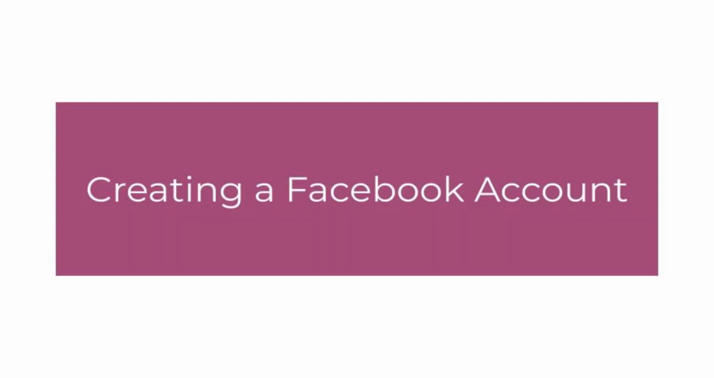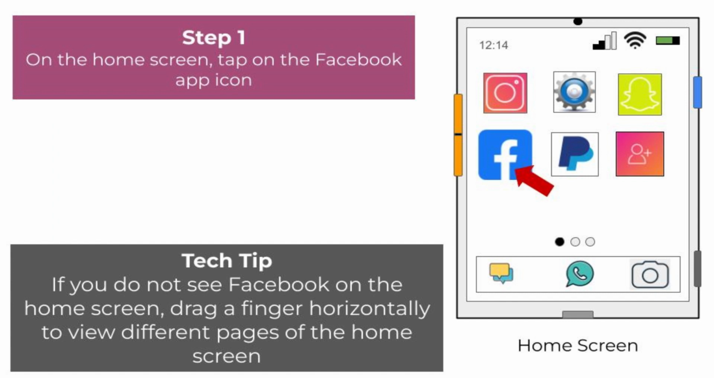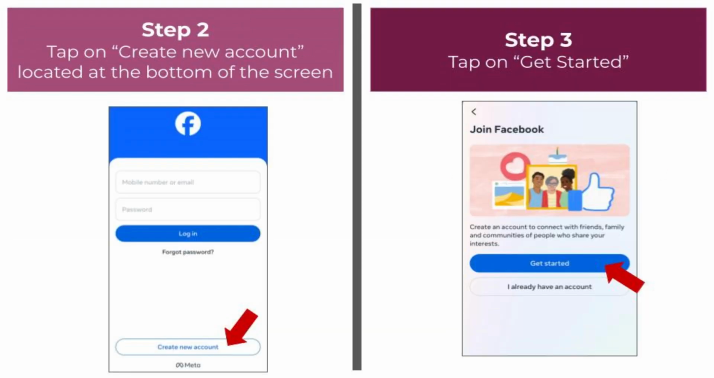Next, let's take a look at how to create a Facebook account. If you already have a Facebook account, we will learn how to sign into the app shortly. Starting on the home screen, tap on the Facebook app icon. If you do not see Facebook on the home screen, drag a finger horizontally to view different pages of the home screen. Next, tap on Create New Account, located at the bottom of the screen. Then tap on Get Started.